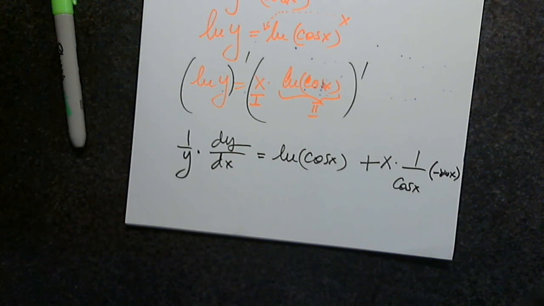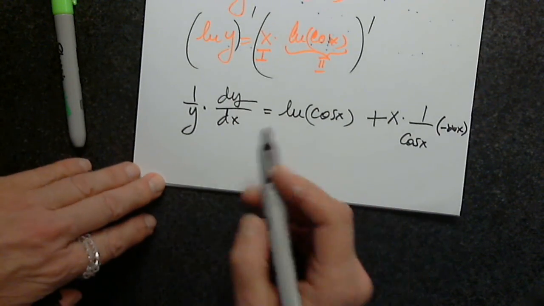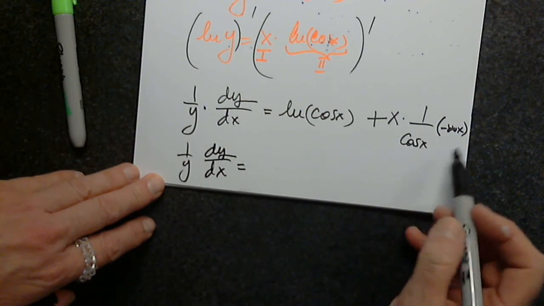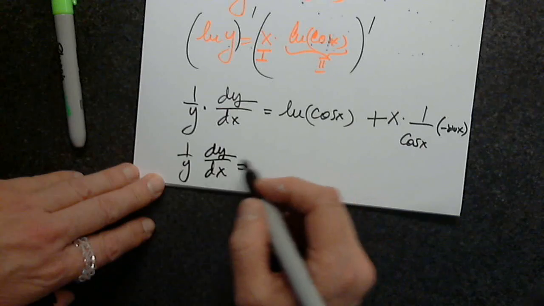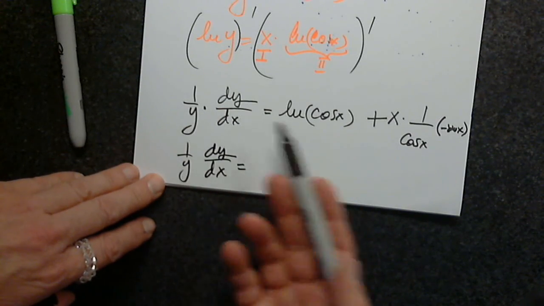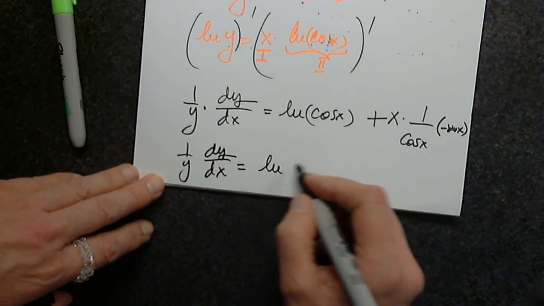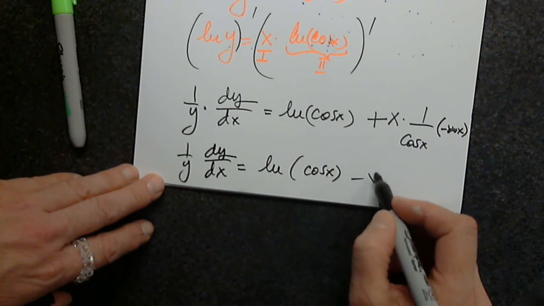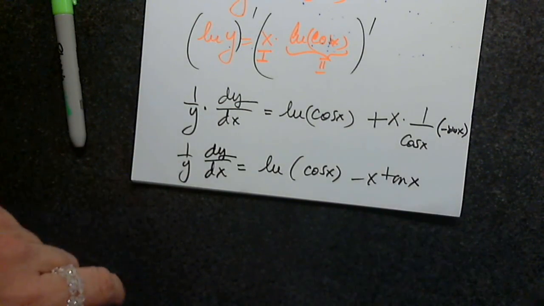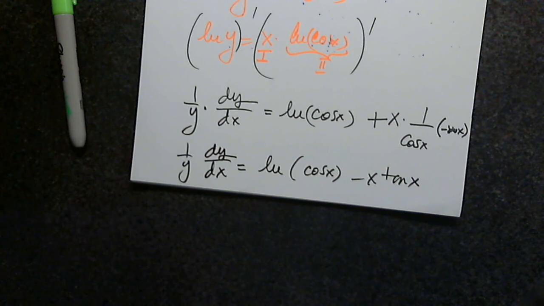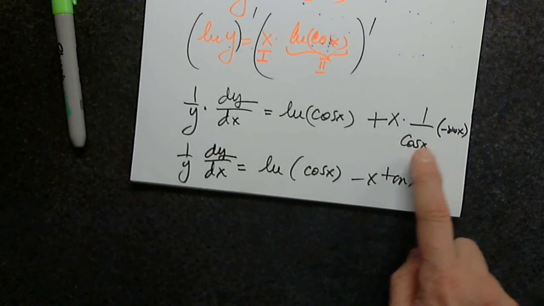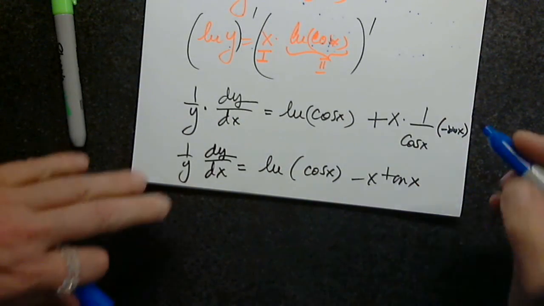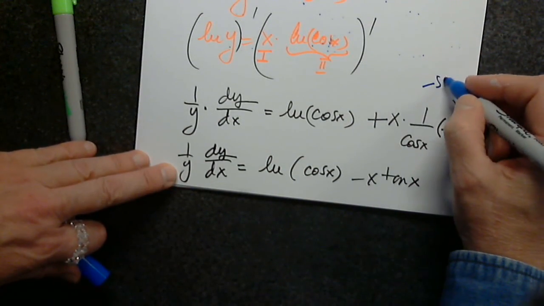Otherwise it will appear to be a difference instead of a product. So now 1 over y dy over dx, I just want to change this. I can already multiply by y. So it's a natural log of cosine x, and this is minus x tangent x. Do we agree with this? Parentheses on the right? Negative sine x, the inner function prime.